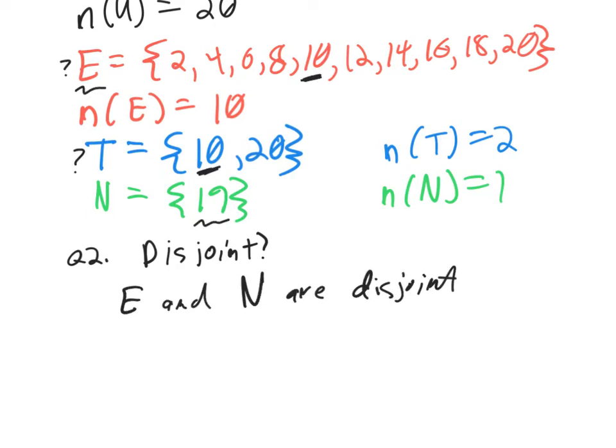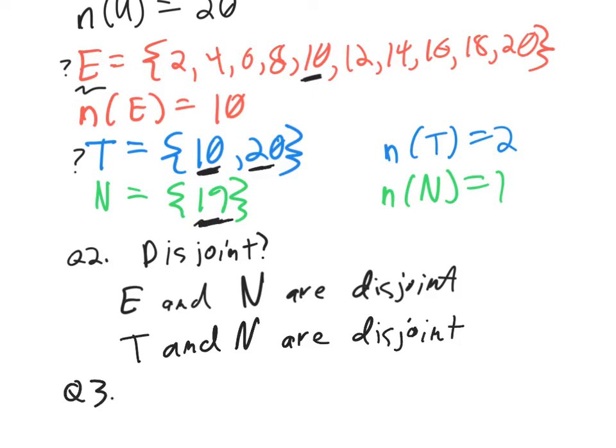Similarly, T and N. T has 10 and 20. N has 19. None of those two sets have any elements in common with each other, so those would also be disjoint. So T and N are disjoint sets.